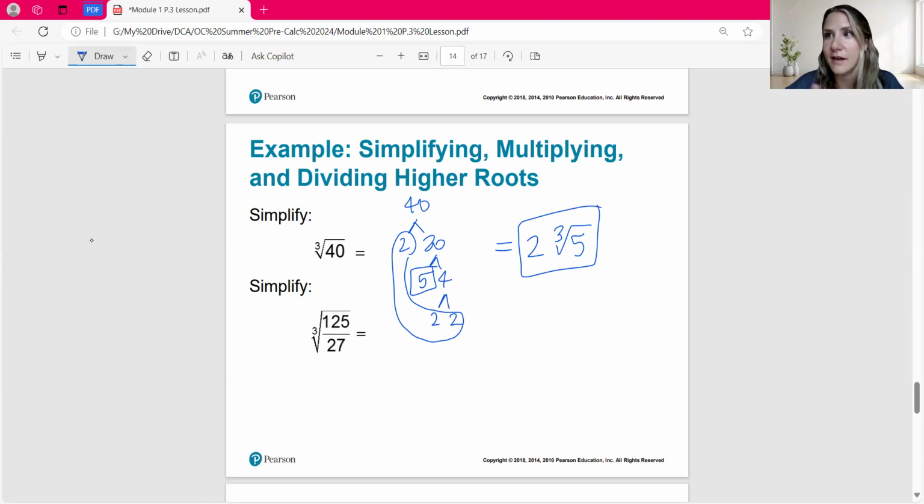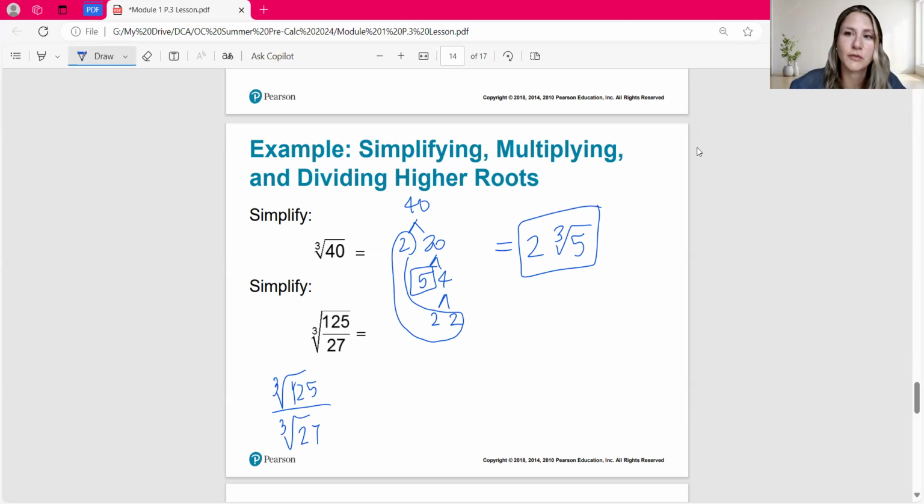I'll show you again with the second one here. Using that quotient rule, we know that this is the same thing as saying the cube root of 125 over the cube root of 27, right, using that quotient rule.